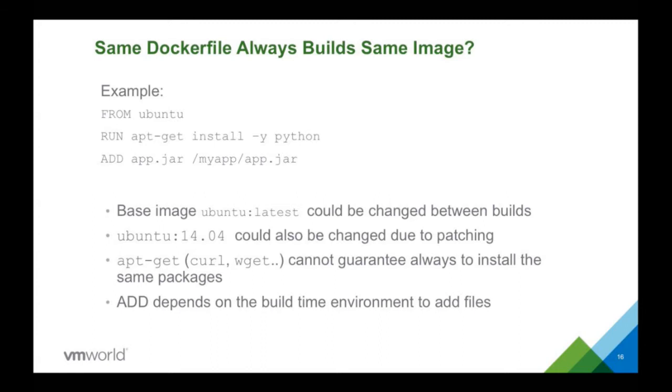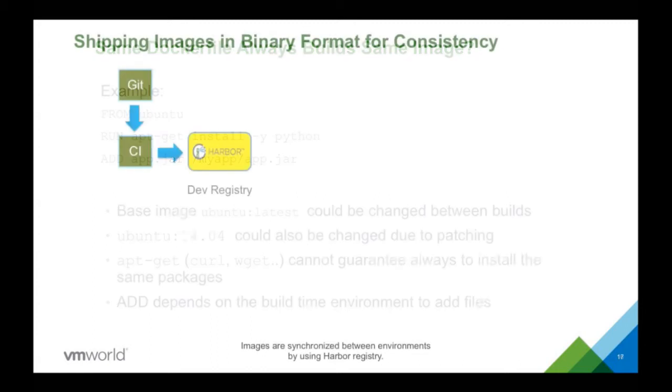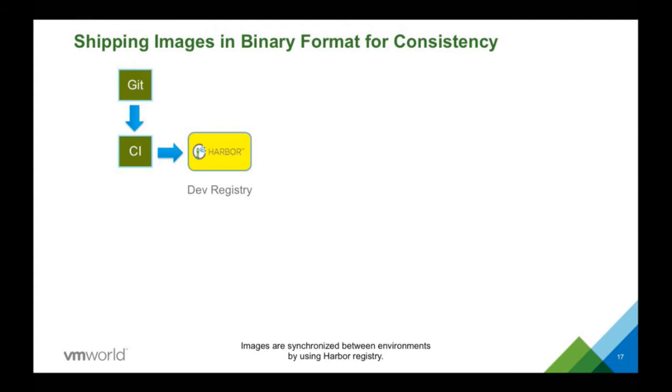So how do we deal with this problem? The idea is to build it once in your CI or dev environment. For example, you have code changes and you run them through a CI system, which results in an image in a dev registry. Then you can replicate or synchronize it to another registry in a test environment, so that you have an identical container image to use there.